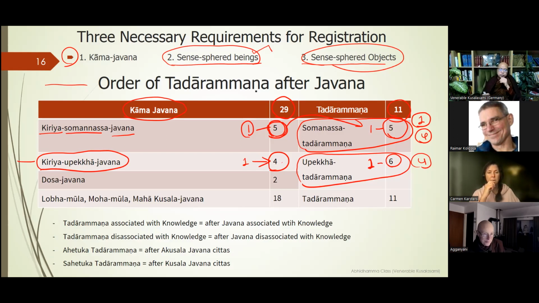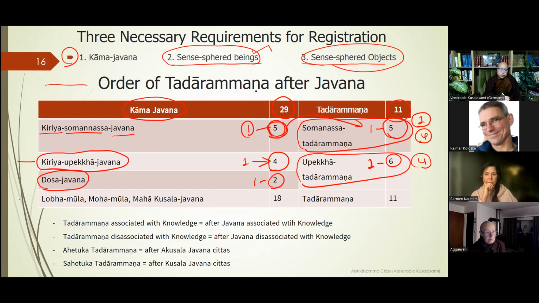And the next one is Dosa Javana, hatred-rooted Javana, hatred-rooted consciousness 2. After one of the 2 hatred-rooted consciousness Javana, the possible Tadaramana is one of 6. Yeah, one of 6. There's a lot to discuss and to analyze. Yeah, to analyze. I know that.